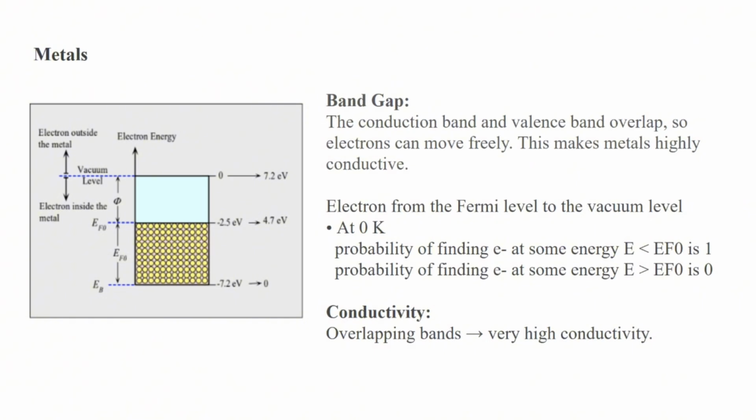The vacuum level is the energy level at which an electron escapes the material into free space. The work function phi is the energy required to remove an electron from the Fermi level to the vacuum level. This explains why metals have high conductivity due to the presence of the free electrons and the overlapping energy bands.